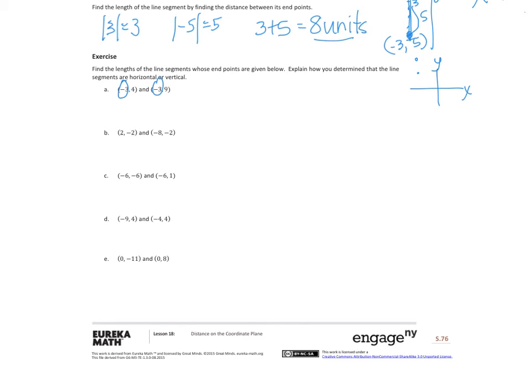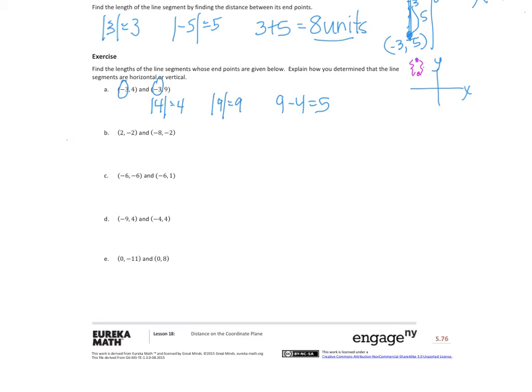So I think what I'm going to do is take the absolute value of 4, which is 4, and the absolute value of 9, which is 9, and I get to subtract them. 9 minus 4 is 5. So if I went with a different color, I could just say that this segment right here, this is the 9, this is the 4, this distance is 5.